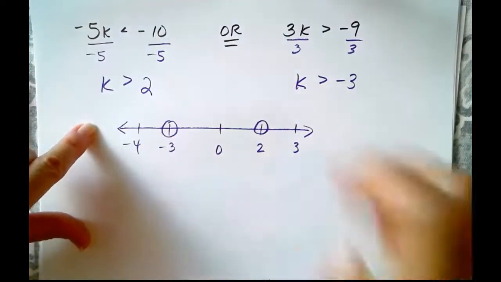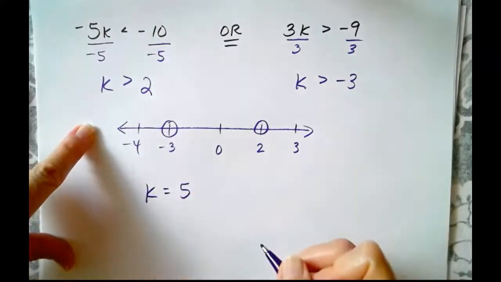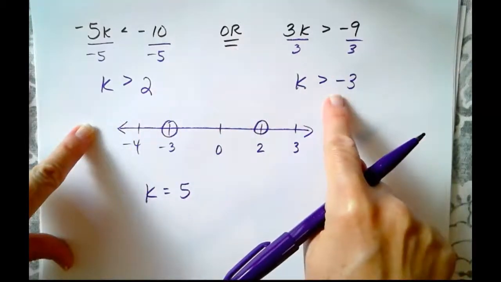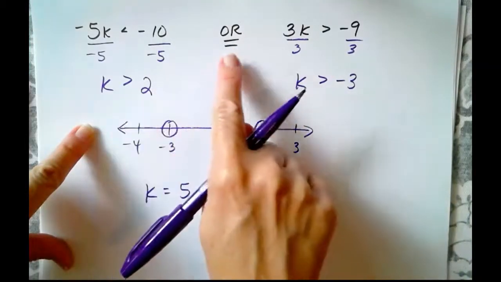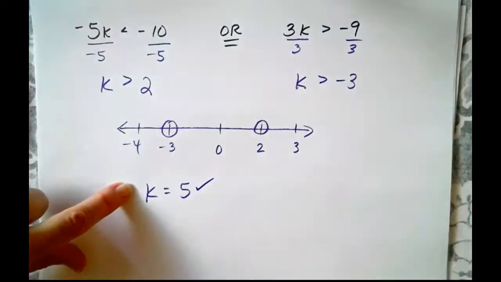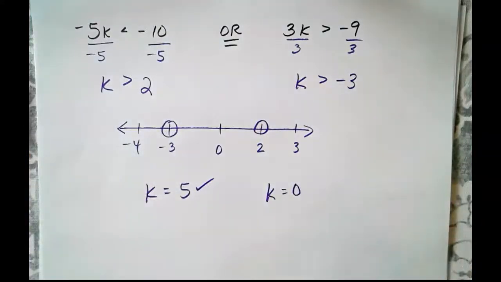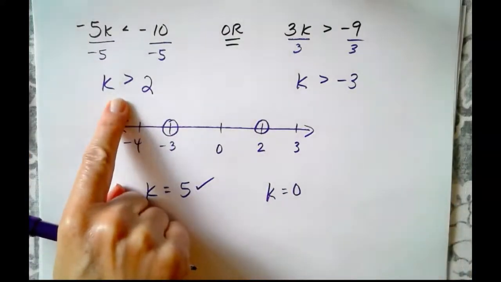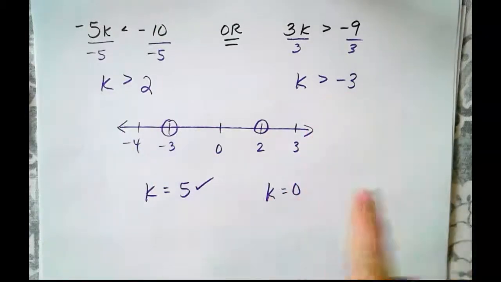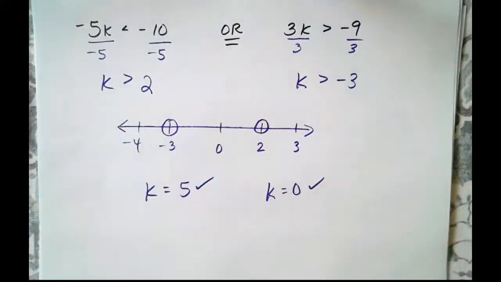So think about it. If we take the number 5, if we let k equal 5, does it satisfy one or the other? Well, 5 is bigger than 2, or 5 is bigger than negative 3. That must make 5 an answer. What about if we let k equal 0? Is 0 bigger than 2? No. But is 0 bigger than negative 3? Yes. Remember, it's one or the other. This is not an and, this is an or.